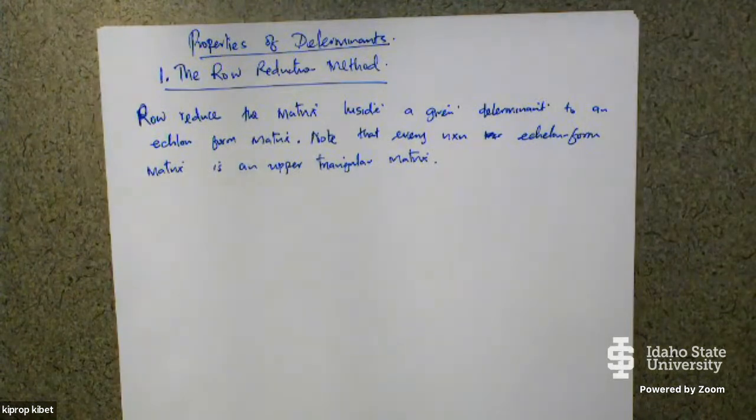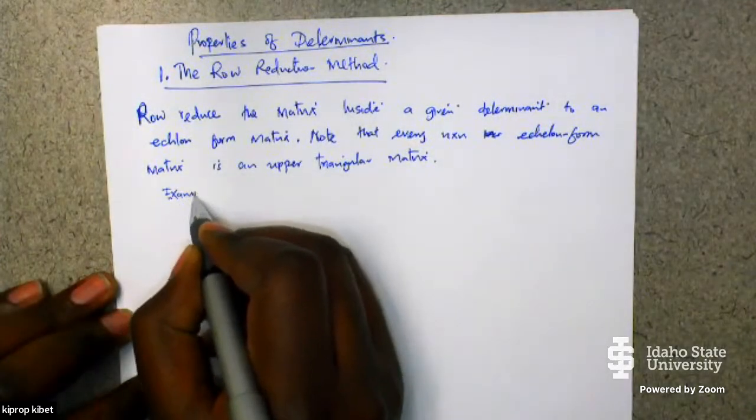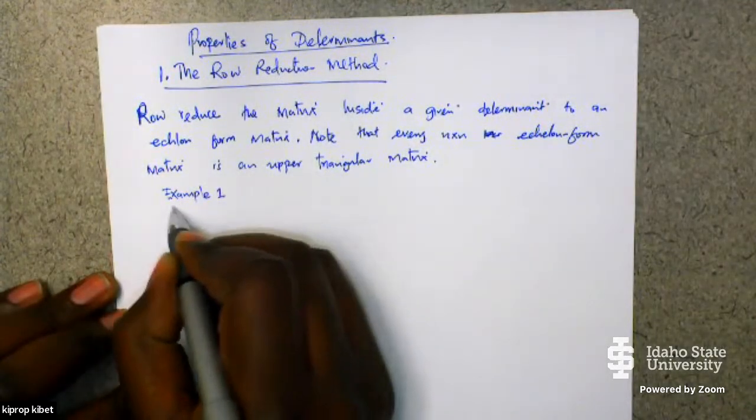So once you reduce the matrix, what you get is an upper matrix. It means you have zeros below the main diagonal, and in the upper part there are some entries which are not zero. Example number one.